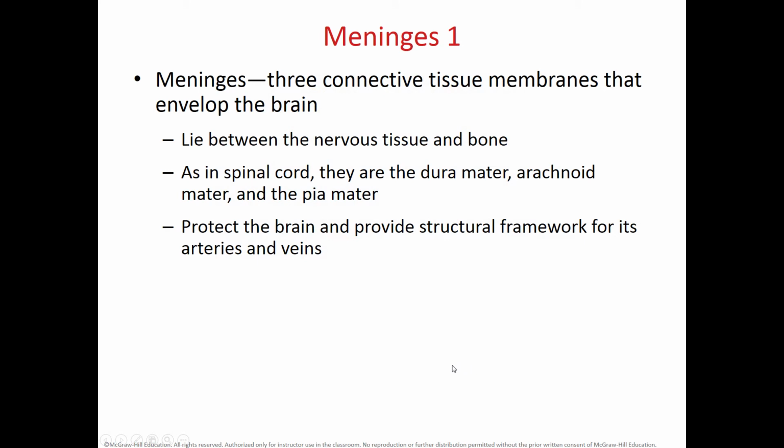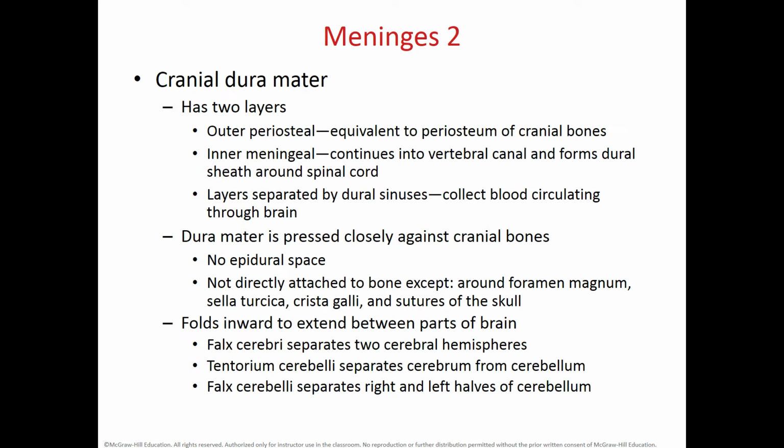Similarly, as for the spinal cord, the cerebrum or the brain is protected by 3 membranes, the meninges. And they have the same names from outer to inner: dura mater, arachnoid, and pia mater. The cranial dura mater has 2 layers. It has an outer layer that is in close contact with the skull bones. That's why it's called outer periosteal. And then the inner is going to be called meningeal because it's in close contact with the arachnoid.